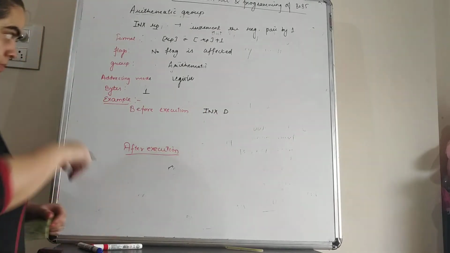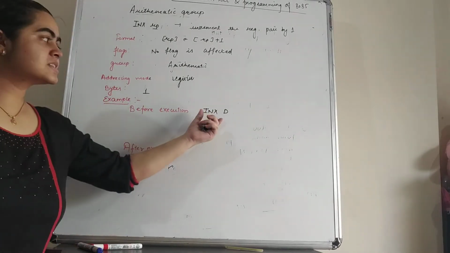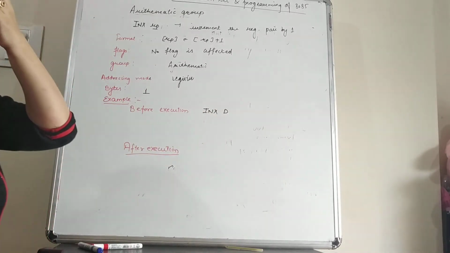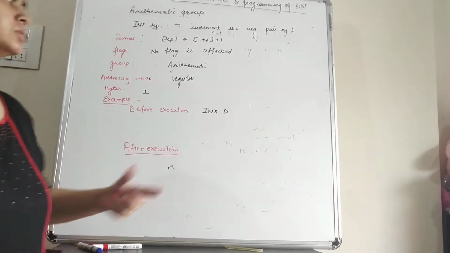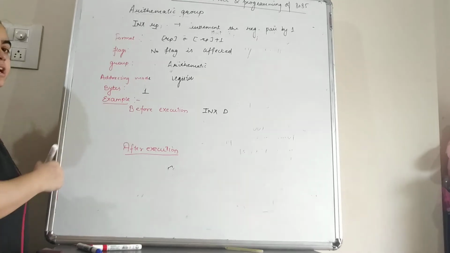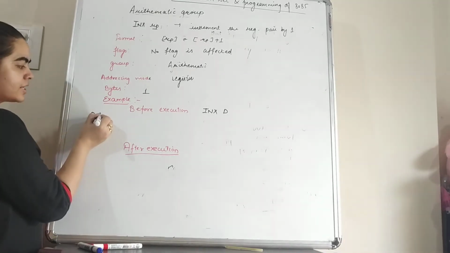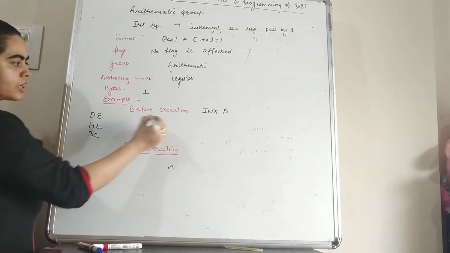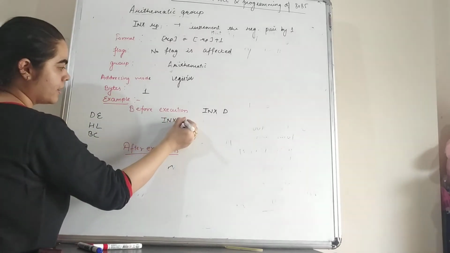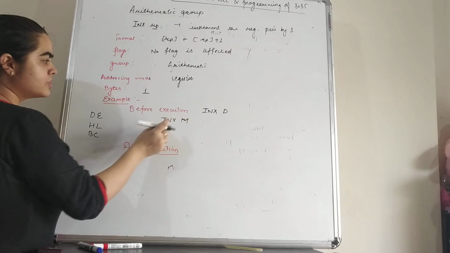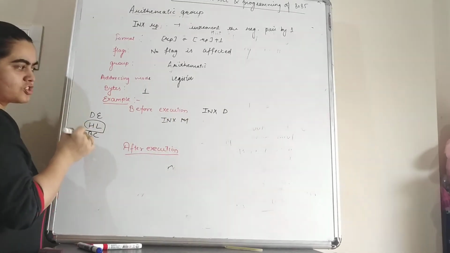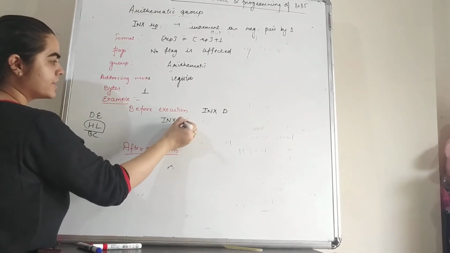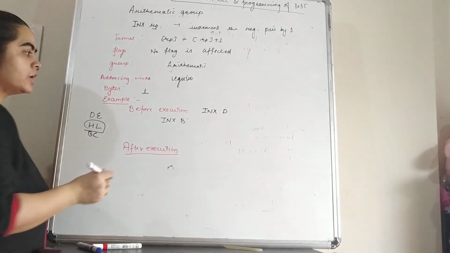Now students, if X is given in the instruction, that means we are talking about register pairs, and in our 8085 we have 3 pairs, that is BC, DE and HL pairs. So if we write INX M, that means we increment the HL pair. If we write INX B, that means we are incrementing the BC pair.